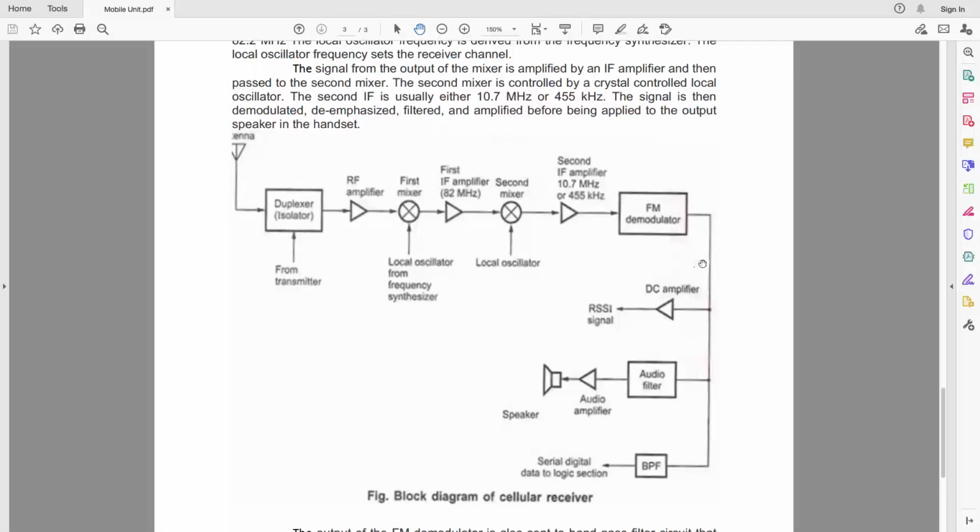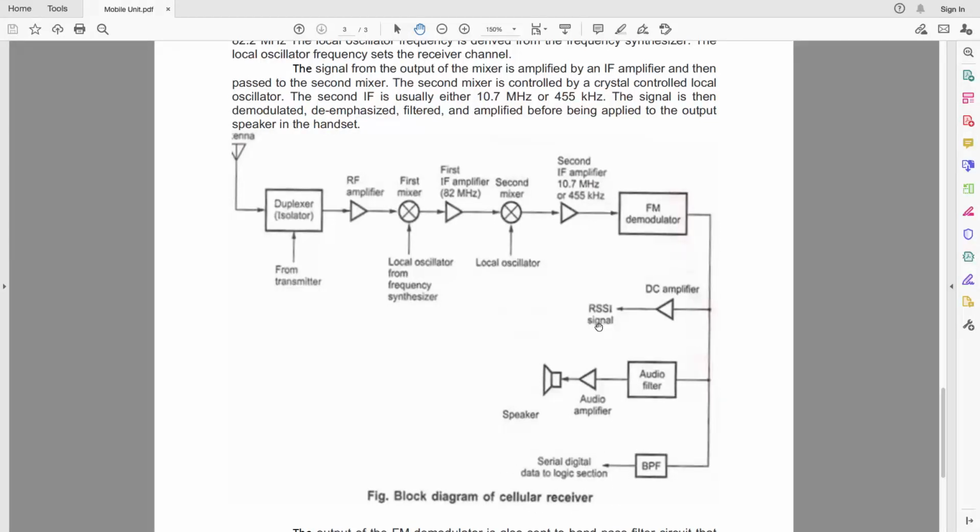Again, this received signal is applied to a DC amplifier and converted into the RSSI signal, that is, the received signal strength indicator. In your mobile handset, at the top right corner you get five different bars, which tell you that your range is very low or very high. That range depends upon the received signal strength indicator. Again, that signal is applied to the serial digital data to logic section for further operation.